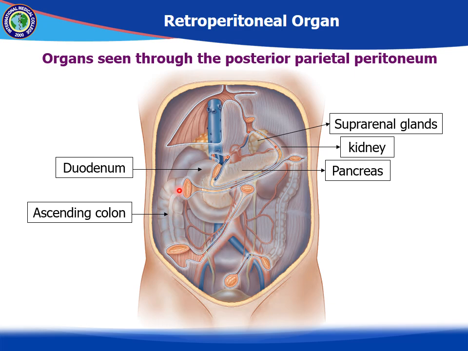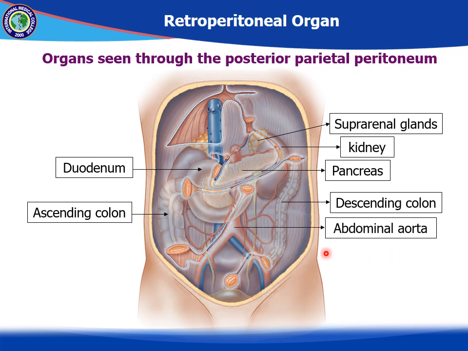So the ascending colon is retroperitoneal. After that, the transverse colon is within the cavity. The descending colon is again retroperitoneal in the abdomen. Sigmoid colon is not. So these are the retroperitoneal organs we can easily see through the peritoneum, and these all are relatively fixed and cannot move, because the peritoneum tightly adheres them to the posterior wall.